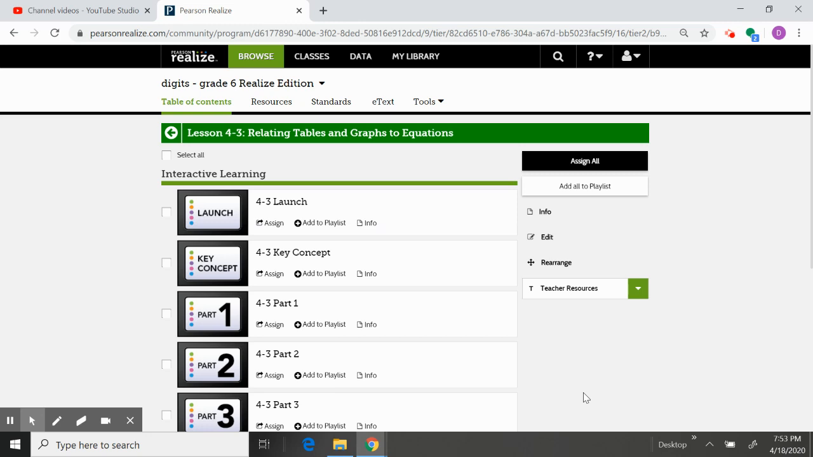And today we'll be looking specifically at the key concept and part one. We're going to skip the launch, but we're going to look at key concept and part one. So let's look at key concept, which has a video, which I'll be pausing at different points to help you understand. But it looks at data tables and how they relate to graphs and equations. So let's take a look.